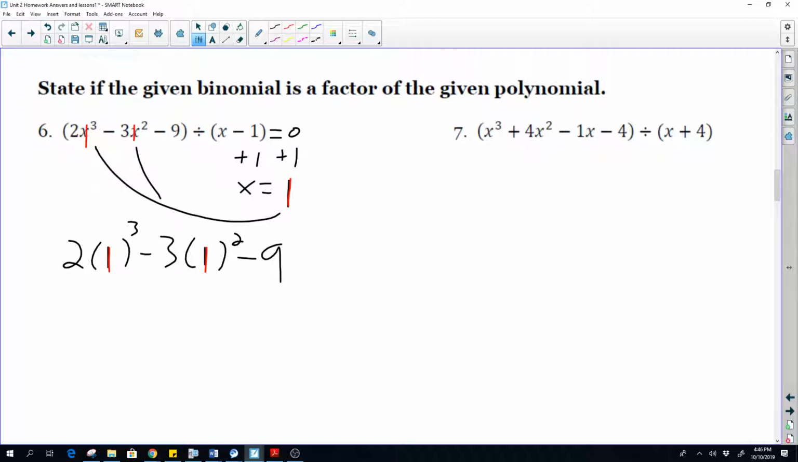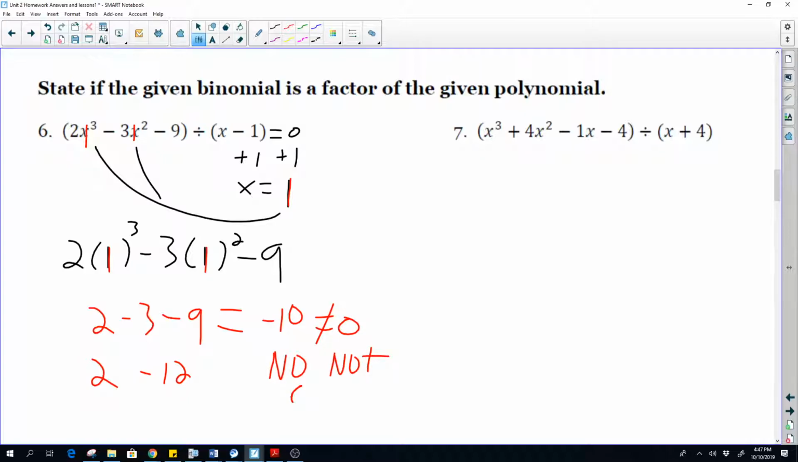Yep, there and there. Okay, so then 1 times 1 times 1 is just 1, times 2 is 2. 1 squared is just 1, minus 3. And then we get to minus 9. And so, wow, that's going to be minus 12, plus the positive 2. 2 minus 12 is negative 10. And so negative 10 does not equal 0. So then no, it's not a factor. No, not a factor.